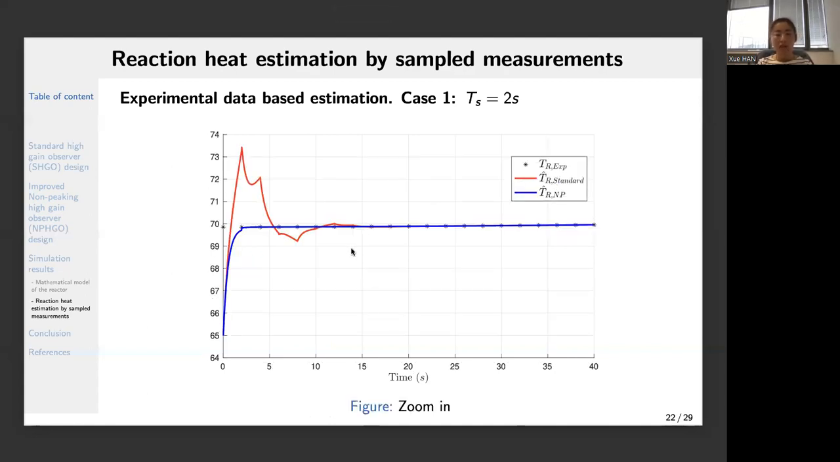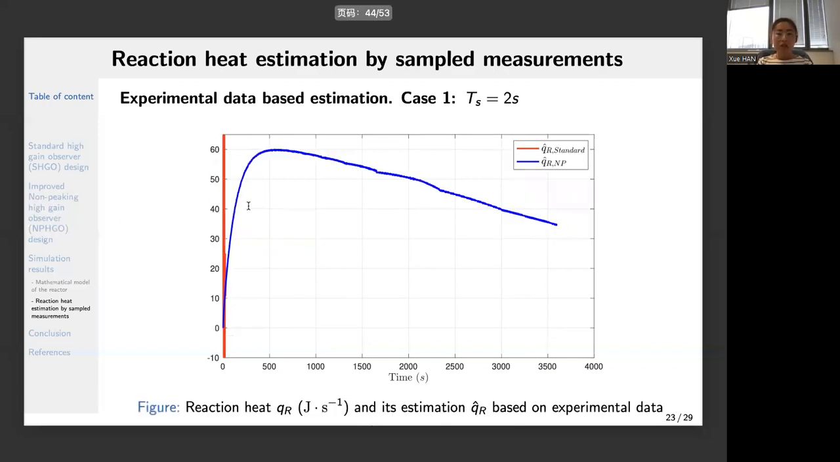And when we focus on this, they have similar results to those from the model. And we can see that all the estimations obtained by the observers can converge to the temperature coming from our experimental data. And at the same time, the non-peaking observer gives a better estimation because it doesn't have the peaking phenomenon for the temperature estimation. So we will come to the estimation of reaction heat.